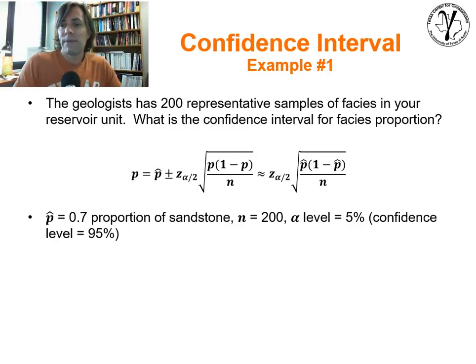Now, let's just finish up with a couple examples of a confidence interval. A geologist has 200 representative samples. There's no bias in the samples. That's important. Of facies in your reservoir unit, what is the confidence interval for facies proportions? I'll give you the equations right here. The estimate proportion from the sample data was 0.7. They had a number of samples of 200. Alpha level was 5%. That means the confidence level is 95%. I'll give you the answer in 3, 2, 1.